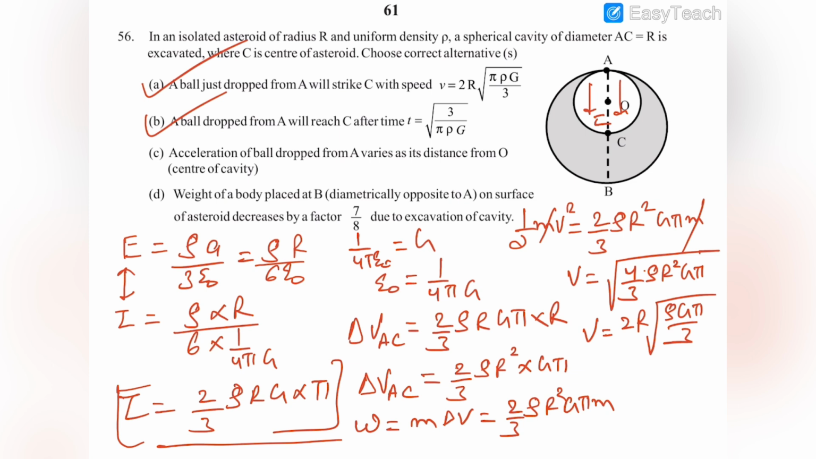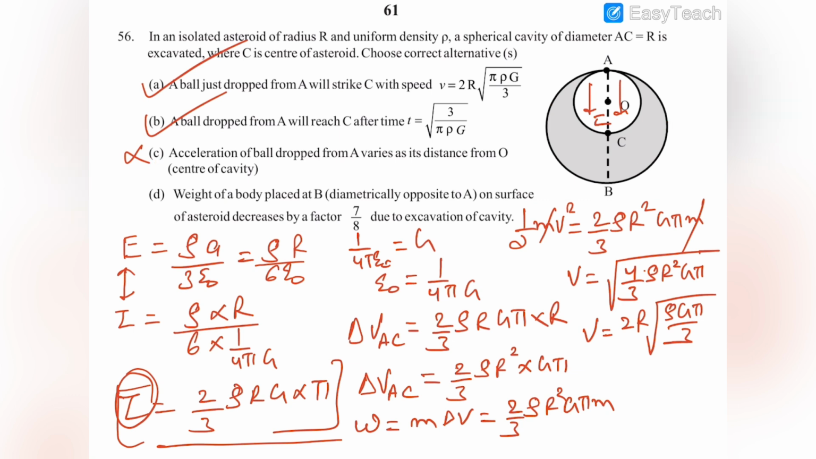Now C option says that the acceleration of the ball from A varies with the distance from point O. This is incorrect, because we have already discussed that the acceleration of the ball, which is also called the gravitational field intensity, inside the cavity is always constant and acting towards the center of the sphere, like that. So this is an incorrect option.